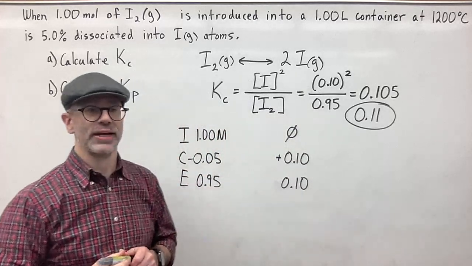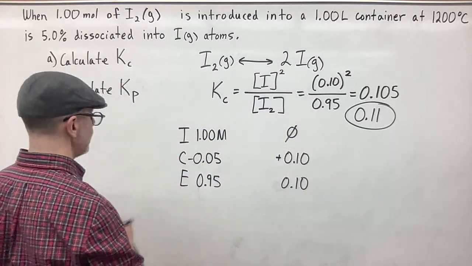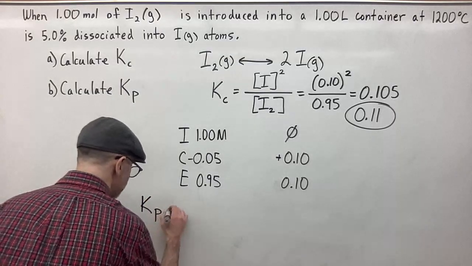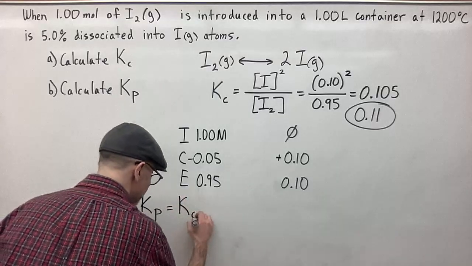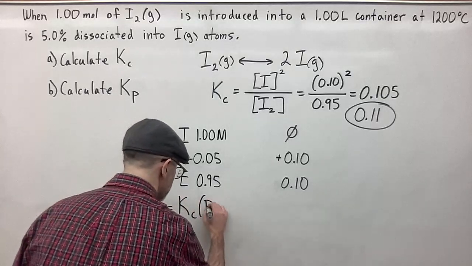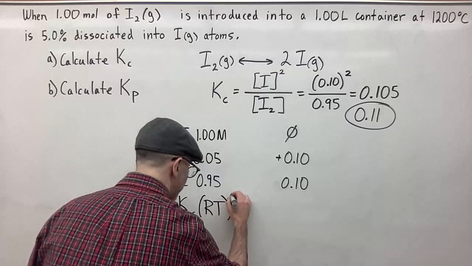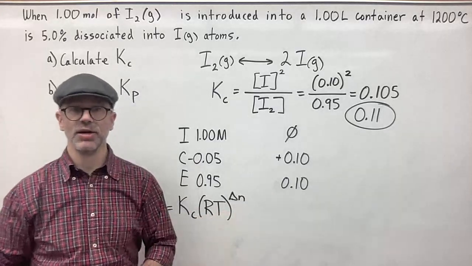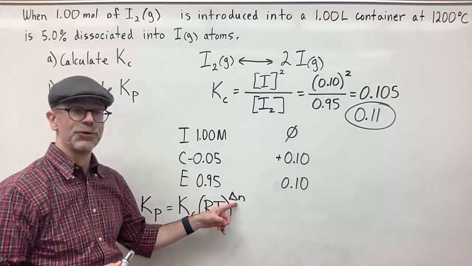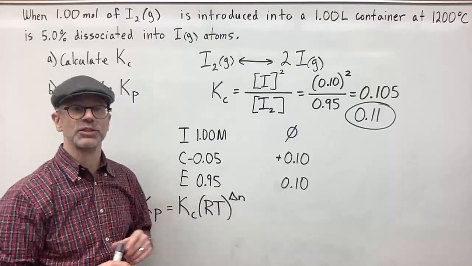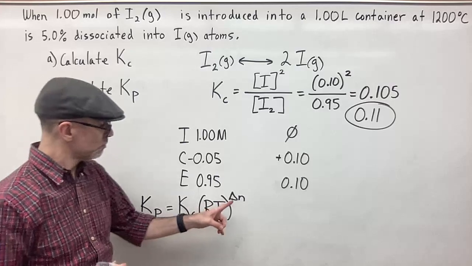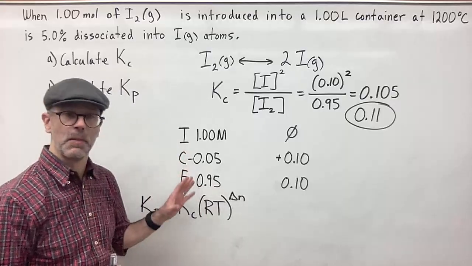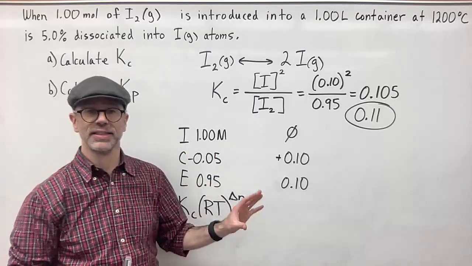Okay, so now what about Kp? Well, Kp, as we said, is equal to Kc times RT raised to the power of delta N. And the delta N here is the difference in the moles, the gaseous moles of products and reactants. So we'll have the total moles of gaseous products minus the total moles of gaseous reactants.